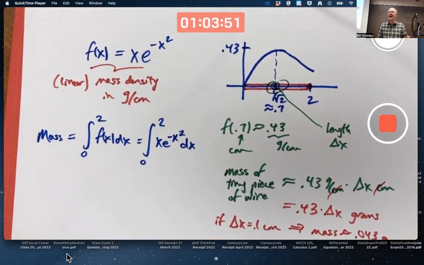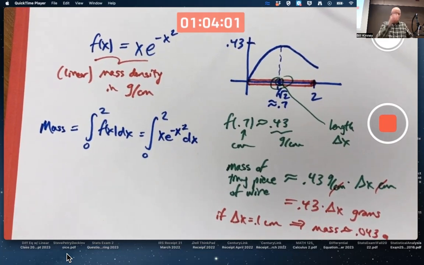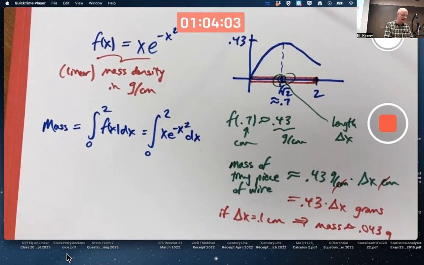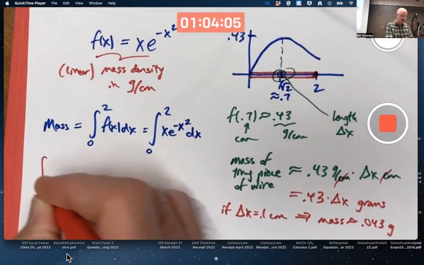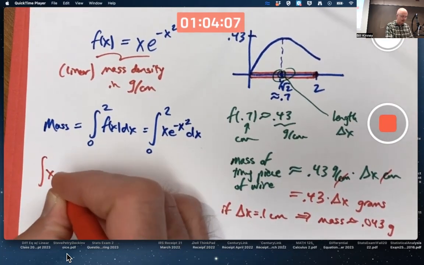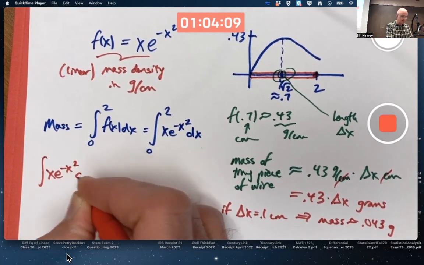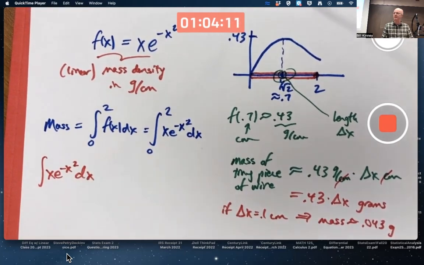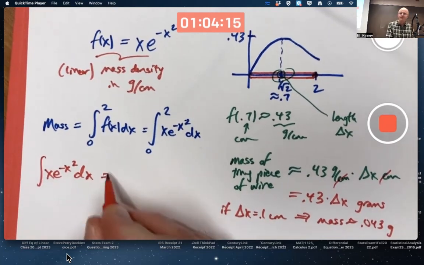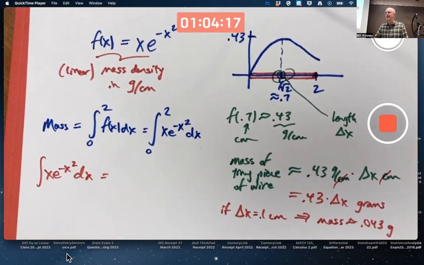Can this be done by hand? Amazingly, it can be done by hand. It's easier than the integral of cosine of t squared. How do we do it by hand? Let's write it as an antiderivative first. Indefinite integral. Let's just try to find this integral first before we use the fundamental theorem of calculus. How do I do this? Here's how, and I'm not joking.